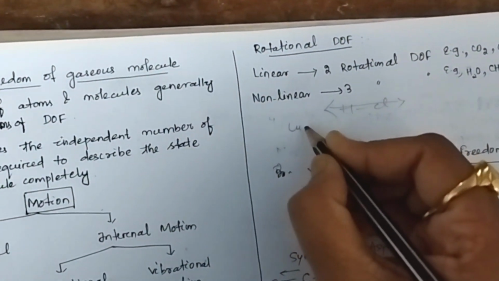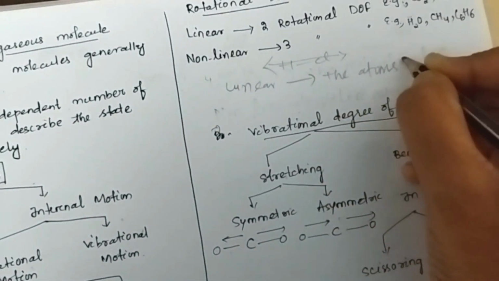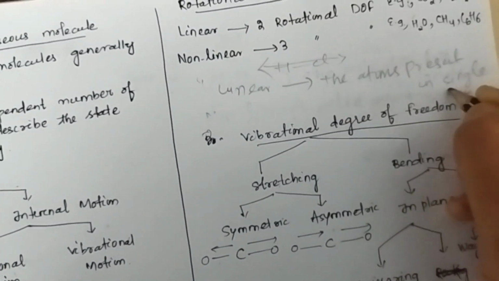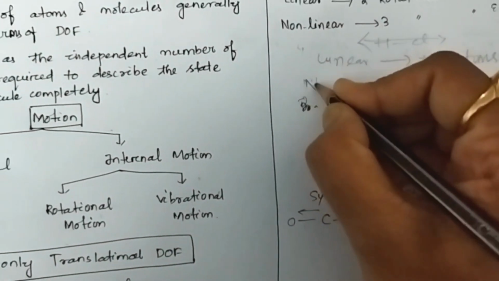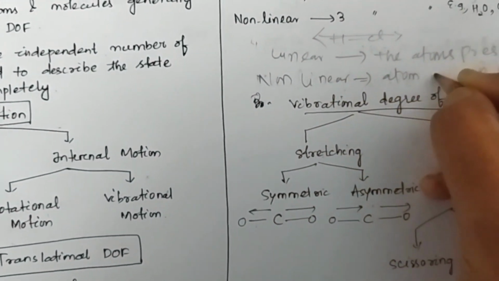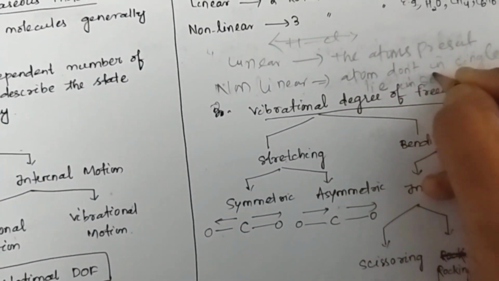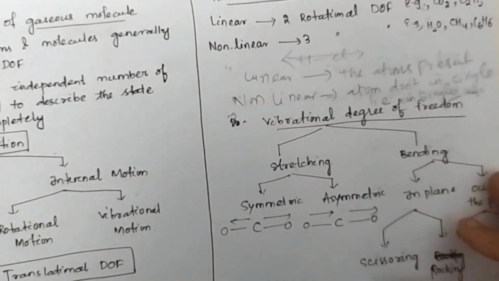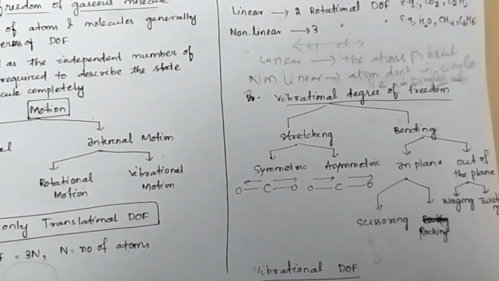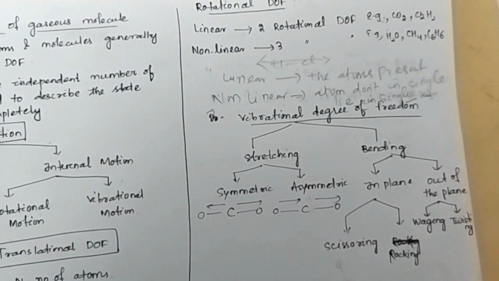In linear molecule, the atoms are present in a single axis. But if I take non-linear molecule, then the atoms don't lie in a single axis, so it can rotate around the 3 axes perpendicular to each other. So in case of non-linear molecule, there are 3 rotational degrees of freedom. In case of linear molecule, there are 2 rotational degrees of freedom.